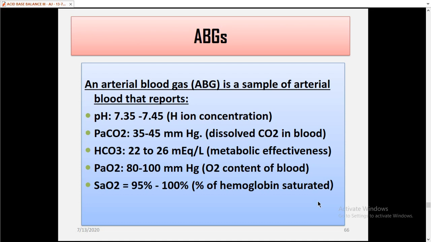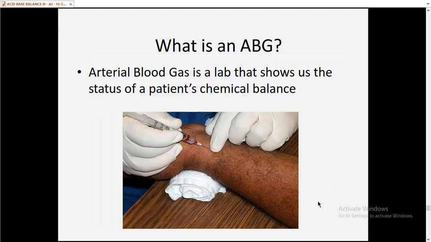So the ABG, or arterial blood gas, is a sample of the arterial blood that reports about the pH or hydrogen ion concentration, about the PaCO2 or dissolved carbon dioxide level in the blood, about bicarbonate levels or metabolic effectiveness, and PaO2 about the oxygen content of the blood, and oxygen saturation of the hemoglobin by pulse oximeter.